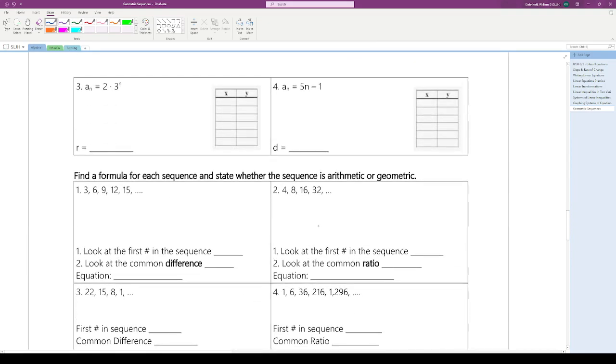Okay, so try numbers 3 and 4 on your own. Make sure you see how these are working, and then I'll go through them. So pause the video, try number 3 and 4, and then unpause when you're ready.